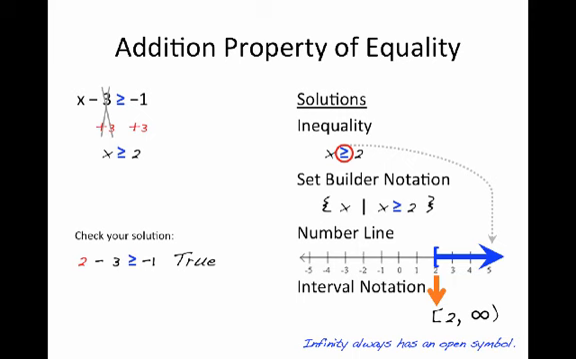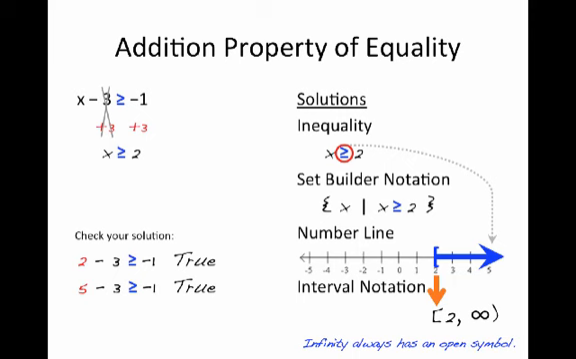What if we pick a number from the region that's shaded on our number line? Let's pick 5. 5 minus 3 is 2. 2 is greater than or equal to negative 1. It's certainly greater than, so again, a true statement. Notice that all of the numbers that are in our shaded region on our number line will form a true statement if we pick a value and put it back into the inequality.